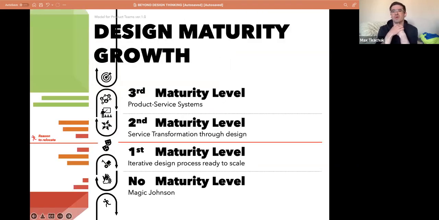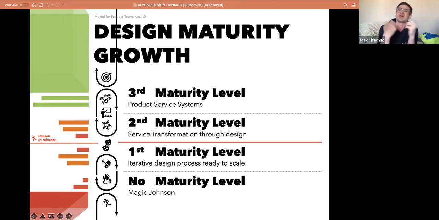We can spot all those things and lay out 4 levels of maturity, starting from no maturity at all, where design, from the standpoint of external design maturity, happens as a process of magic, or as we can say, Magic Johnson. No maturity level. You can't grasp anything. You can't be sure about it. It's magic. It appears somehow like a magic wand.